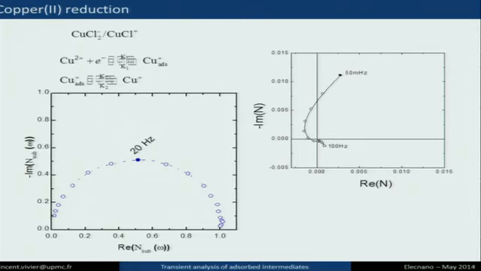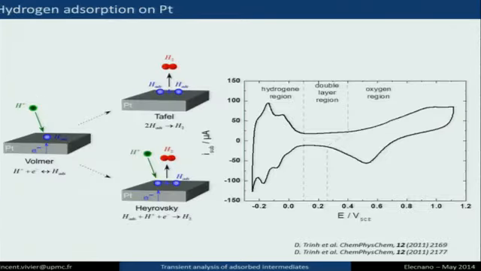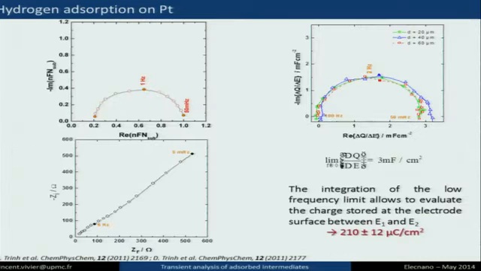So with this result, we can try to investigate something much more complicated. We can go to the hydrogen adsorption on platinum. So we are interested in this domain. We scan the potential in this area. And for hydrogen adsorption on platinum, we can usually invoke two different mechanisms. The first one is the Volmer-Heyrovsky, and the other one is the Volmer-Tafel. So we did the same experiment as before. We calculate first the collection efficiency of the substrate.